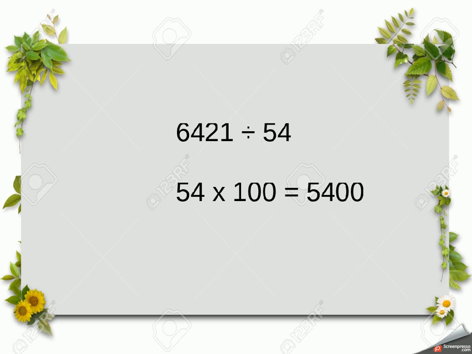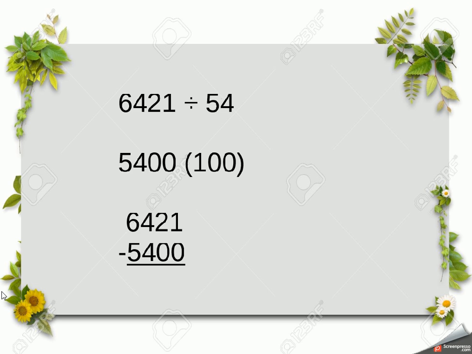So can I go any bigger? Well, let's have a look at another 0. What about 54 times 1,000? What happens if I take 1,000 lots of 54 out? Well, 54 times 1,000 is 54,000. So when I compare it to the number I'm dividing from, it's obviously a lot bigger. So now we can't take 54,000 from 6,421. So we're going to have to deal with hundreds to start with.